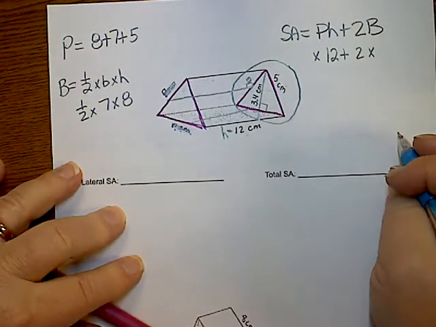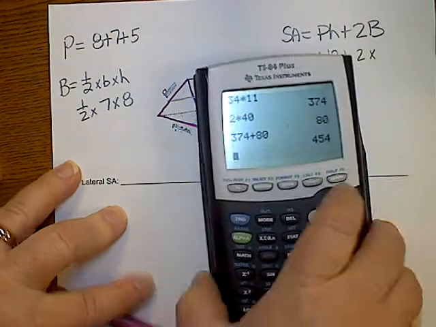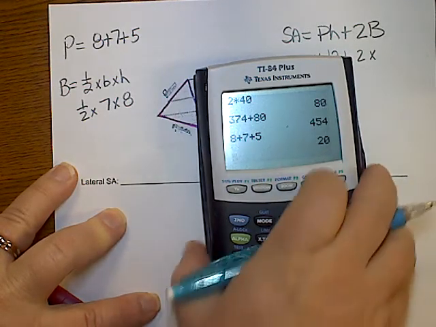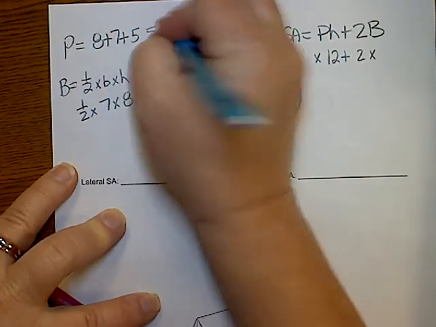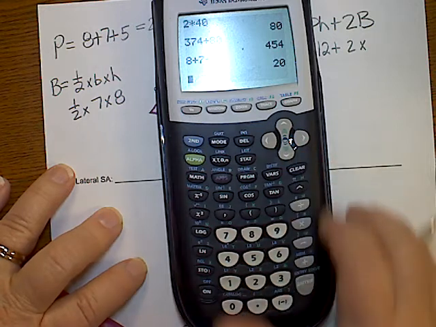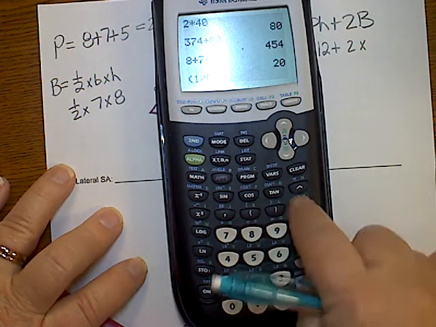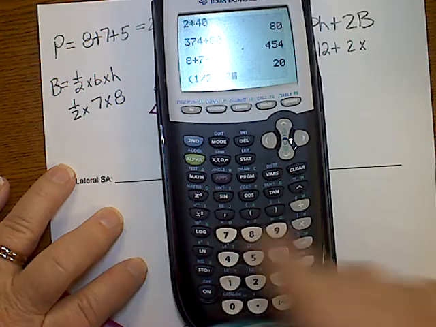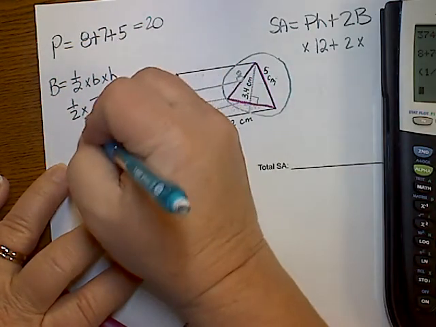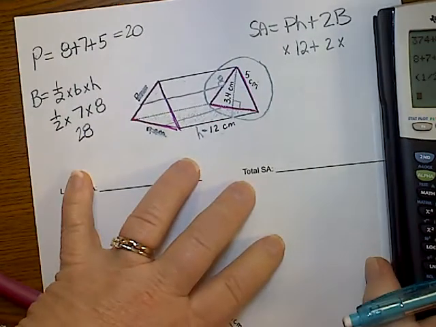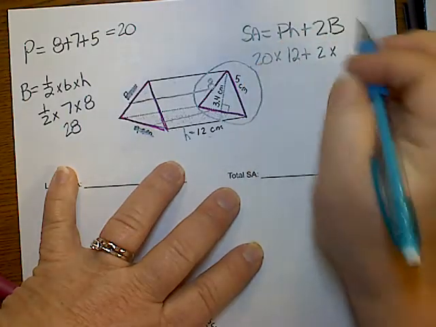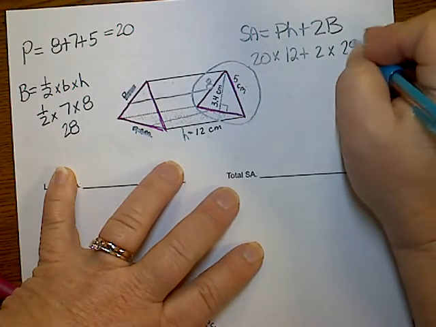So here we go. I'm ready to find my P and my big B. I've got 8 plus 7 plus 5, and that gives me 20. Then I'm going to do my big B. I've got 1 divided, I forgot my parentheses. Parentheses, 1 divided by 2, parentheses, times 7 times 8, and I get 28. And now I'm going to come over here and fill in the rest of my formula. My P is 20, and my big B is 28.